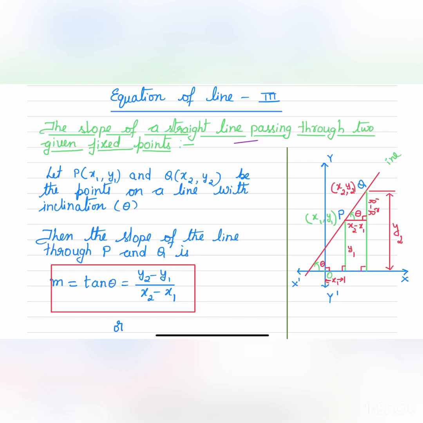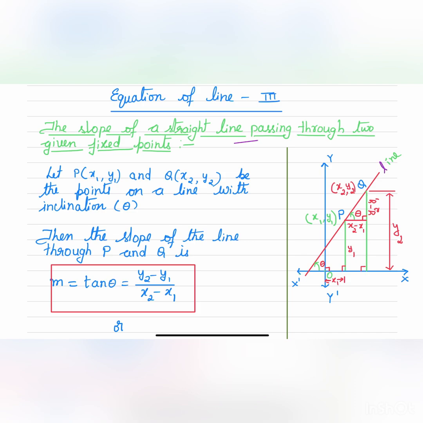This is the third video of equations of line. In this video we are learning the slope of a straight line passing through two fixed points, and then the slope of parallel lines and the slope of perpendicular lines. Let us start with the first one, that is the slope of a straight line passing through fixed points.